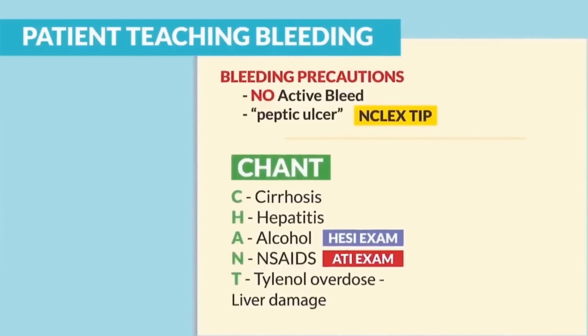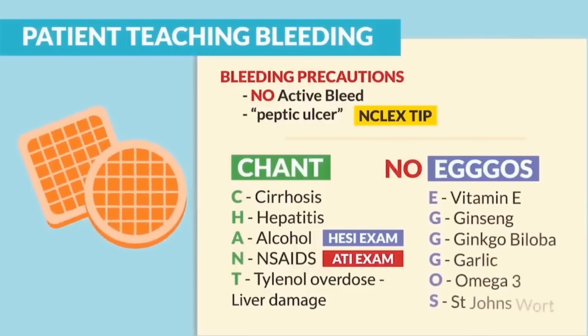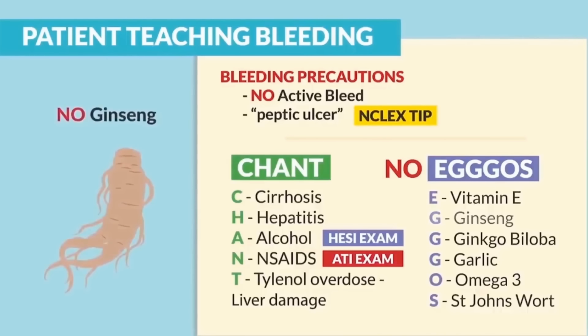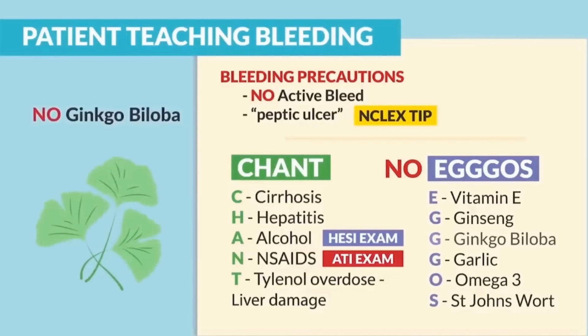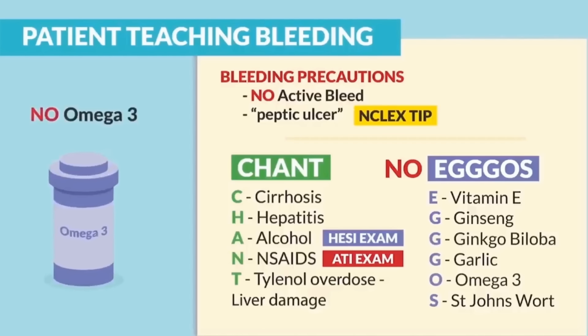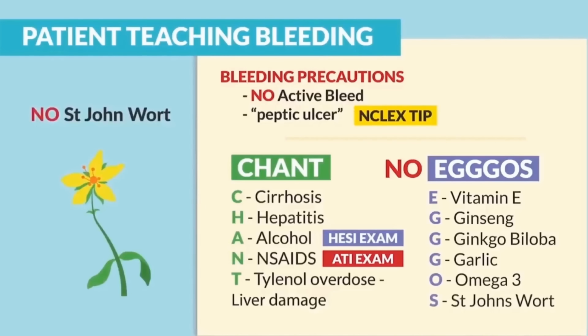Now, supplements to avoid completely. No Eggos, guys, like that old waffle commercial. Lego my Eggos. E for vitamin E, G for ginseng, ginkgo biloba, and, well, garlic, and O for omega-3s, and the S is for St. John's wort.